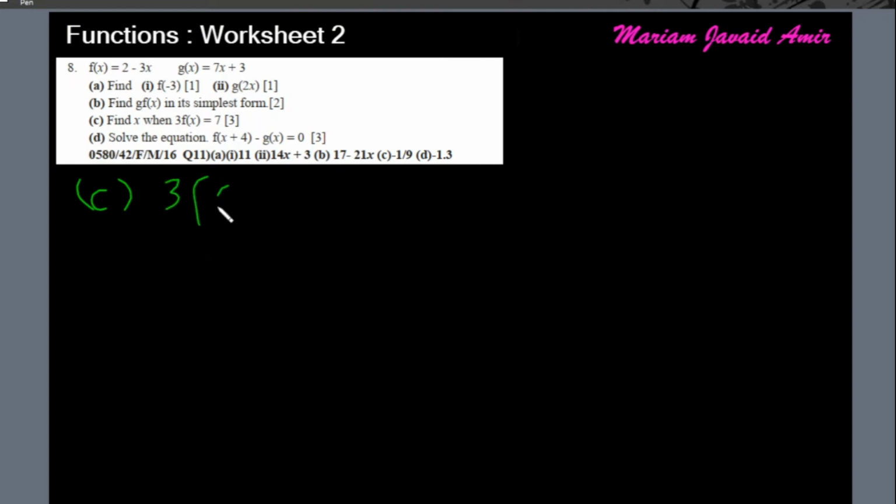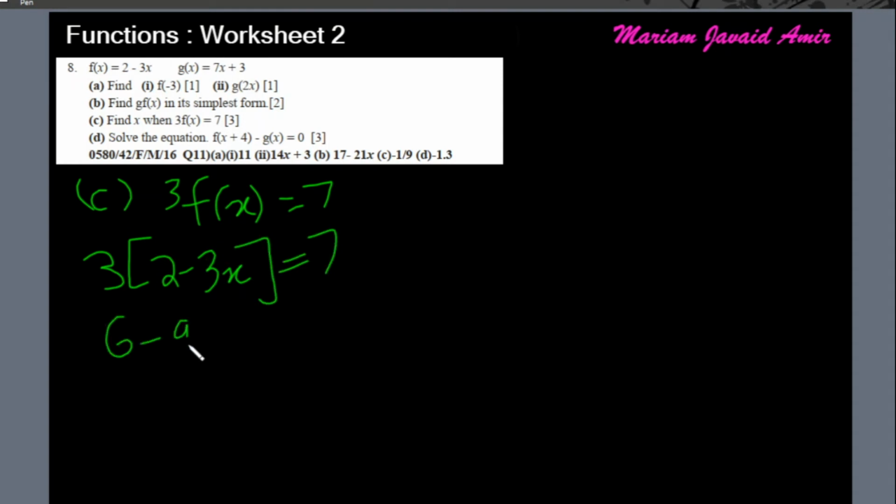Part C. Find x when 3fx equals 7. So 3fx equals 7. This becomes 6 minus 9x equals 7. This becomes minus 9x. Minus 1 equals 9x. So minus 1 over 9 equals x. Part D.